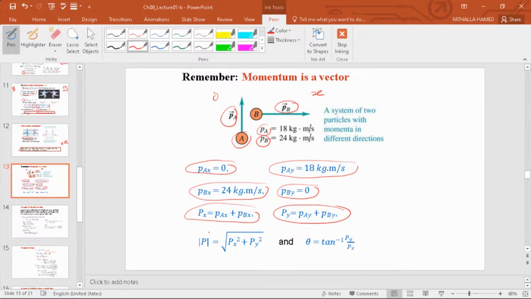And then you can take the absolute value of the vector, and that will be the square root of Px squared plus Py squared, and of course that will equal P. And you can also get a direction. So we're just reminding you here, when you have a system, you really have to take the total momenta of the components of the system, and then you can look at the conservation of momentum before and after. Is this clear?